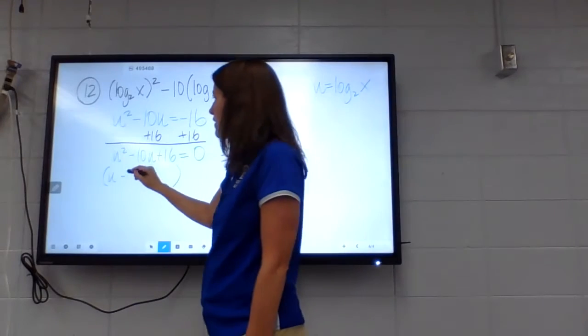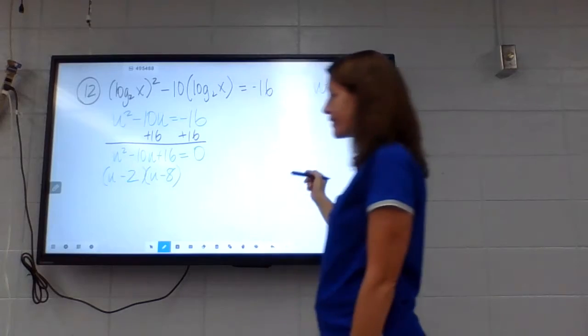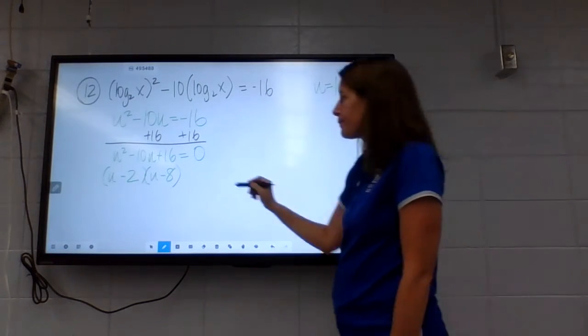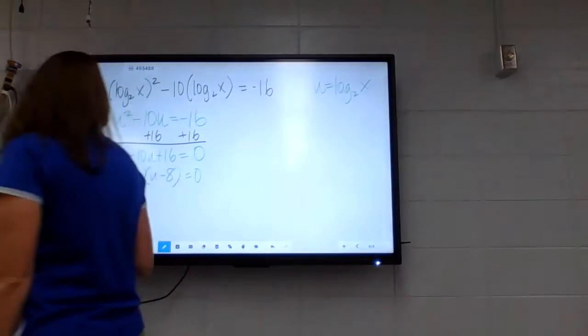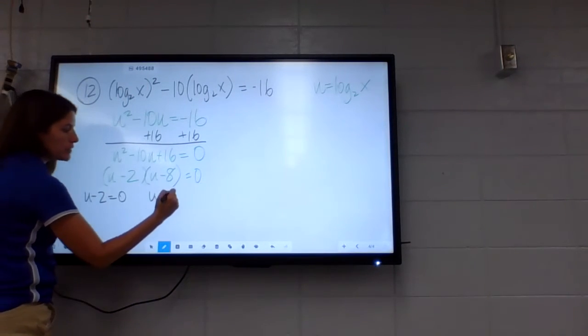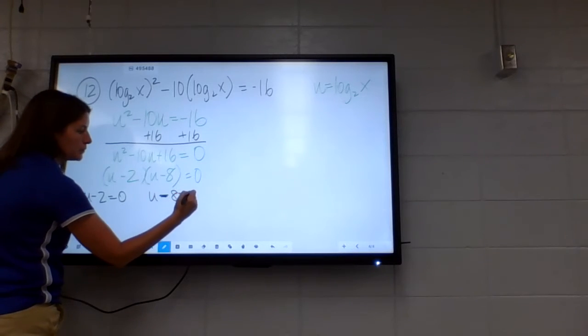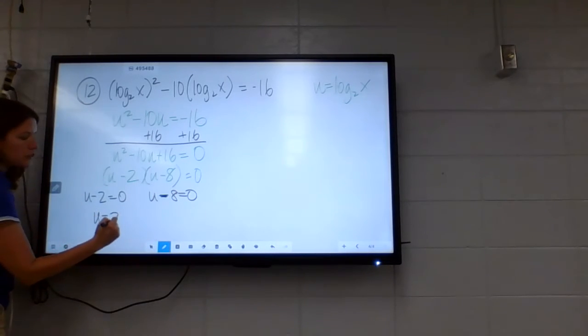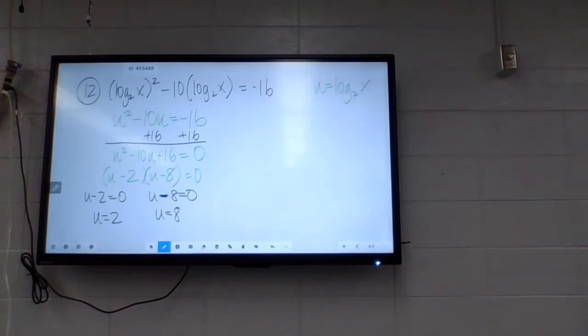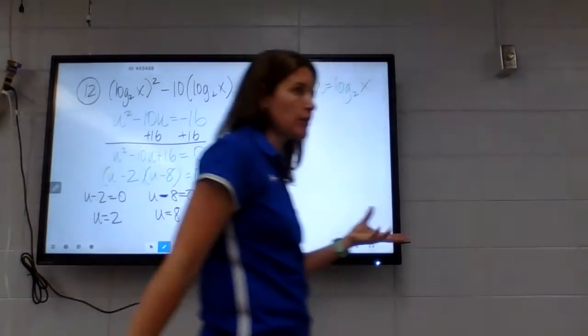Negative 2, negative 8. We'll multiply to give me a positive 16, but when they add, they give me negative 10. So I have my 2 equations that could equal 0. So I find out u could be 2 or u could be 8. But that's not our answer. We're not done yet. So if you stop there, you're so close.